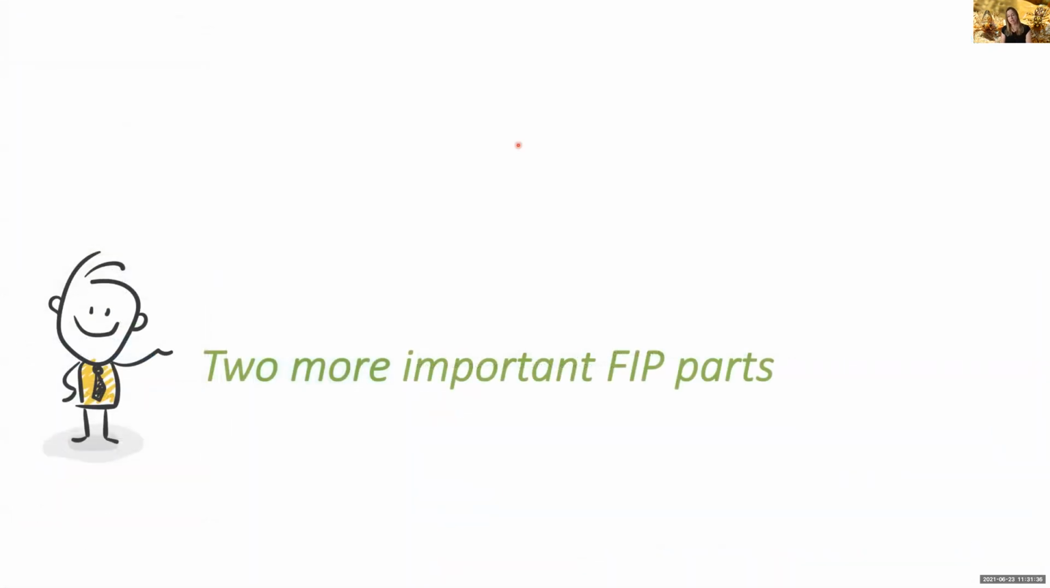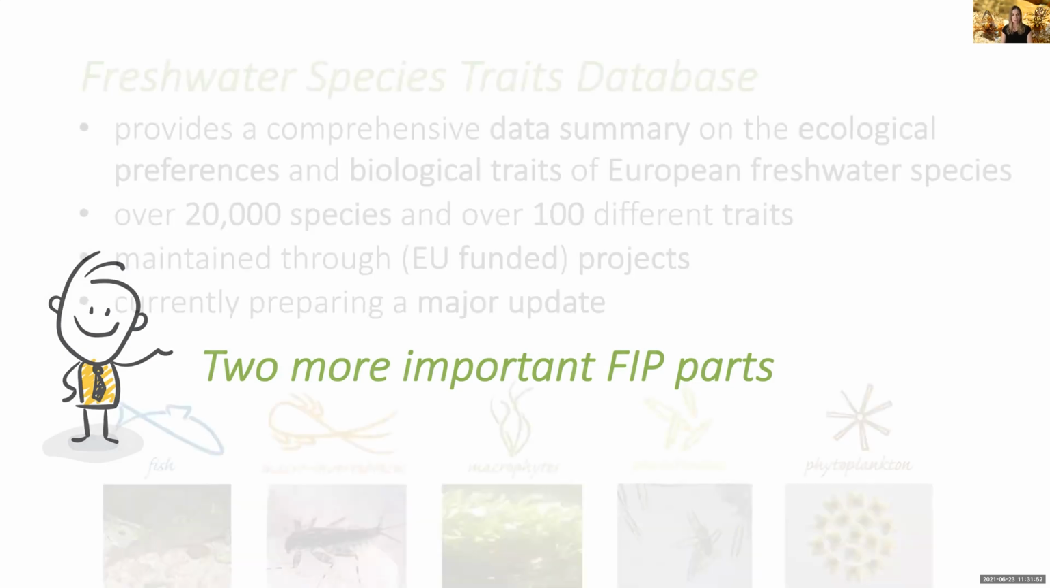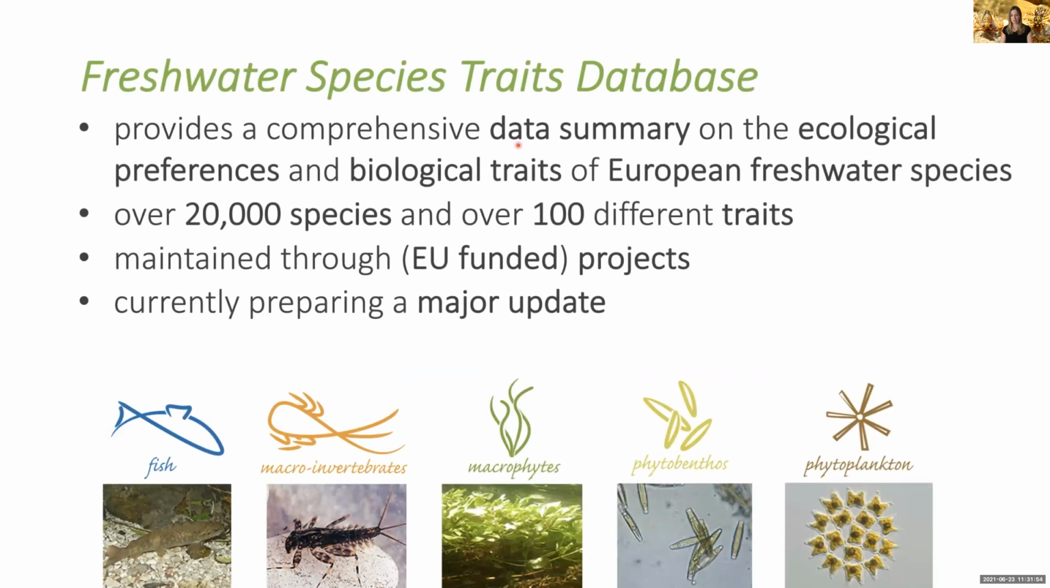As I said, I will now introduce two more parts of the FIP, because I think I have mentioned them in the last series, and I think they might also be interesting for you. The first one is the Freshwater Species Traits database, which is called Freshwaterecology.info. This database provides a data summary on ecological preferences and biological traits of European freshwater species.